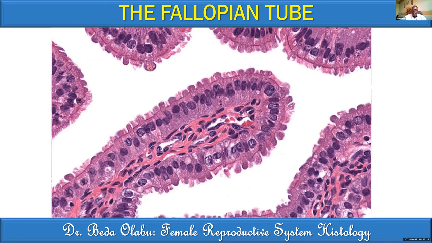The idea is that the nutrients will nourish the conceptus in the event that fertilization takes place in the fallopian tube. Remember that the conceptus will take some days before it reaches the uterus, actually about 4 to 5 days.